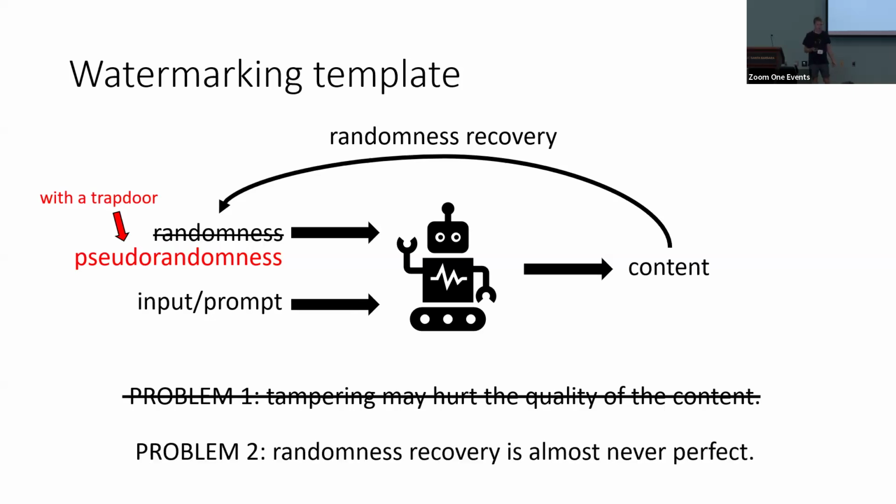We solved this problem, but there's another problem, which is that randomness recovery is almost never perfect. In every situation that I'm aware of, randomness recovery gives you an approximation to the randomness you started with, but you'll be wrong on usually a constant fraction of the bits.